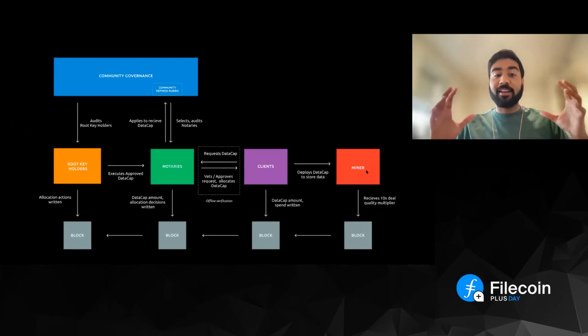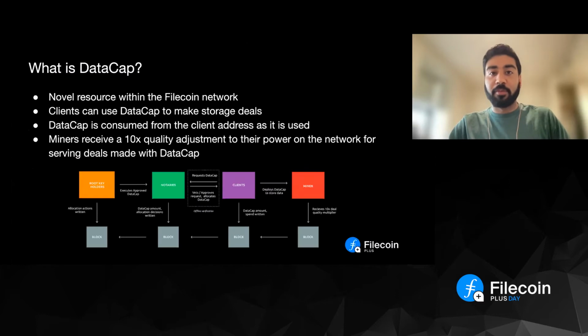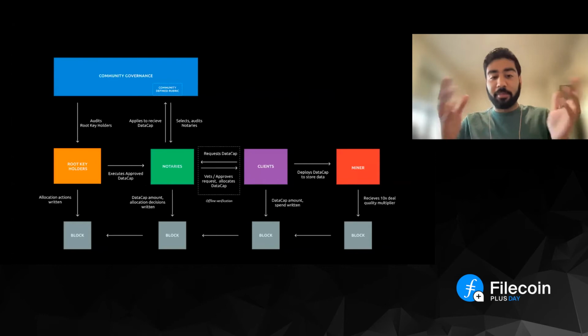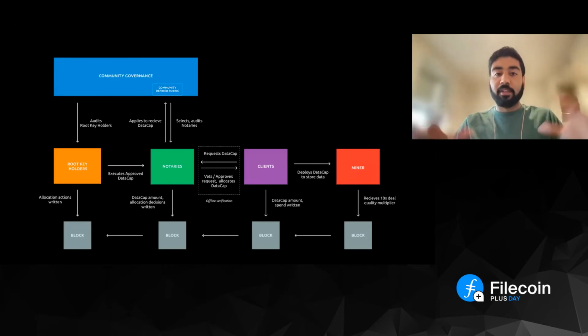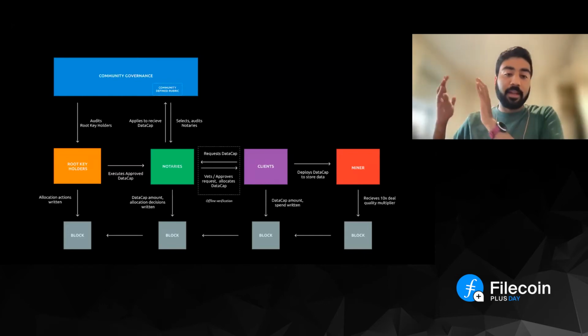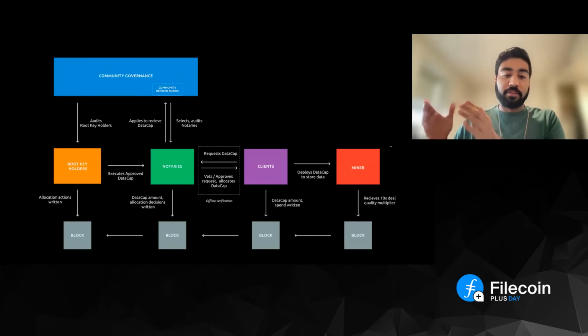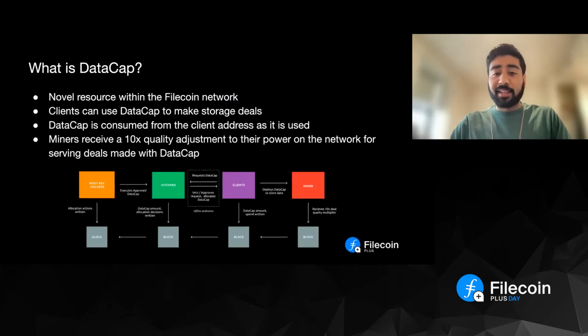That means there's a set of these stakeholders in this ecosystem: root key holders, notaries, clients, miners. They interact through something called DataCap, which some of you may not know much about yet. You can see that a lot of these arrows have DataCap written on them, and we'll get into that shortly. Through this spending and allocation of DataCap, this program comes together, with the end result being that a miner, which is at the receiving end of all of these arrows, receives a boost to the rewards that they get from the network. So let's get into this. What exactly is DataCap?